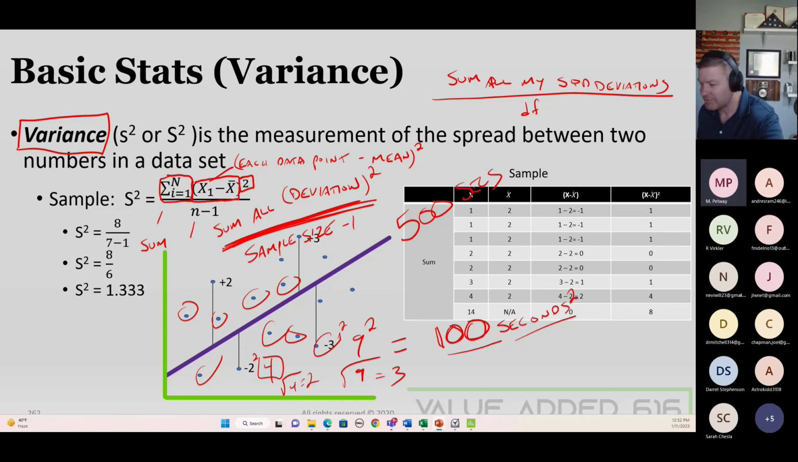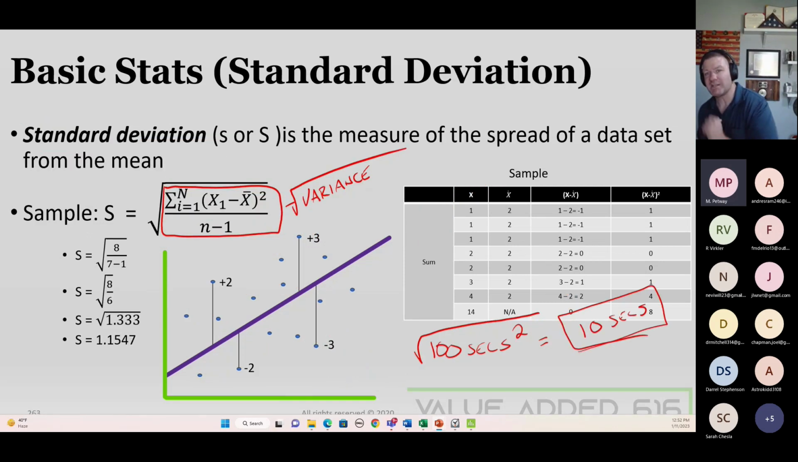So what we do then is just simply take the square root of it to get to our standard deviation. Take the square root of that variance you got and you get 10 seconds. Sorry, yeah, so really it should just be 10. The squared refers to the number, and then the unit is ancillary. Yeah, the number and the unit were both squared at that point.